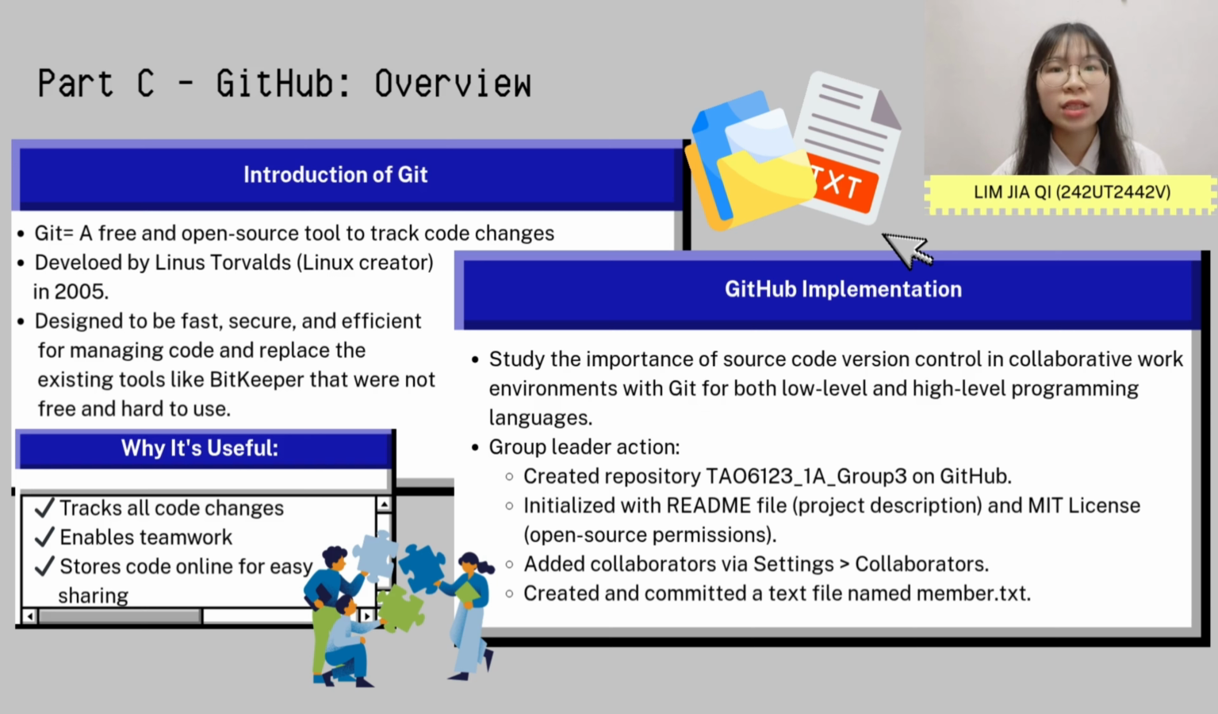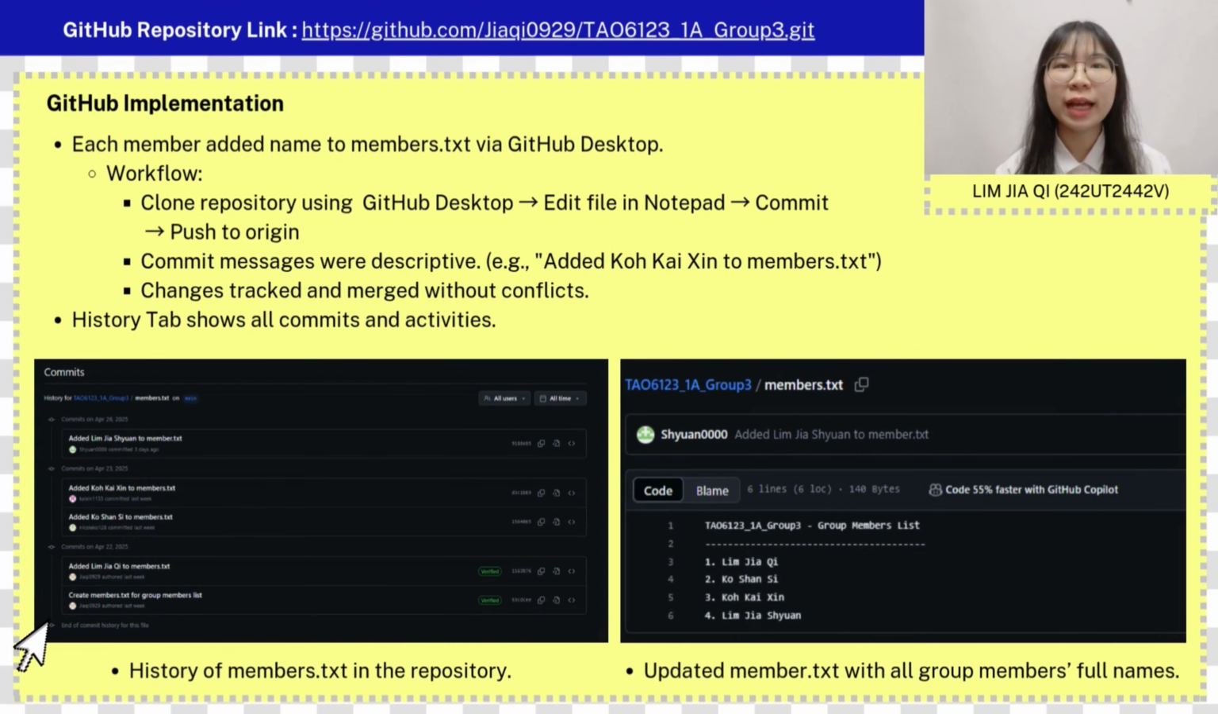For our project, I, as the group leader, created the GitHub repository TLO/123_1A_group3. I initialized it with a README file that includes our project description and an MIT license to allow open source permission. I also added my group members as collaborators and committed a file called members.txt. After that, each group member added their name to members.txt using GitHub Desktop.